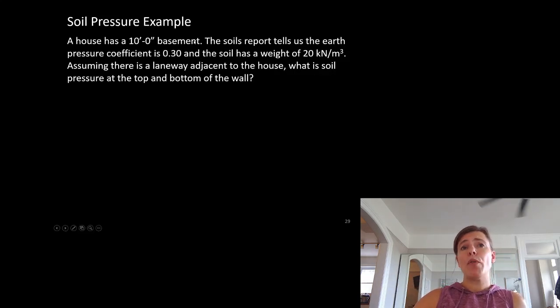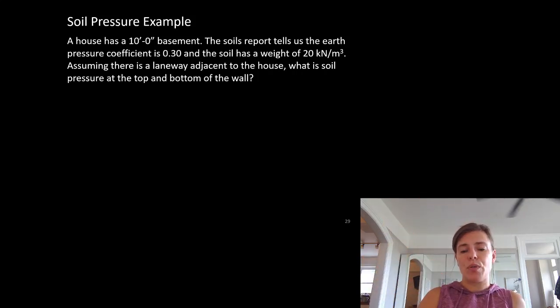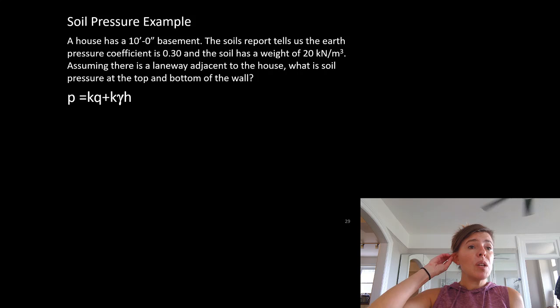So a house has a 10-foot basement. The soils report tells us that the earth has a pressure coefficient, or that sticky factor, of 0.3, and the soil has a weight of 20 kilonewtons per meter cubed. Assuming that there's a laneway adjacent to the house, so that means big trucks could roll down there right beside the house, we should probably think that the surcharge would be 12 kPa of live load. What is the soil pressure at the top and bottom of the wall?